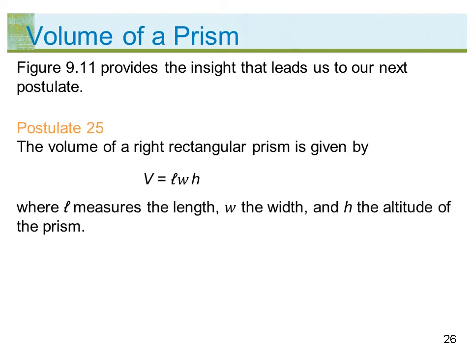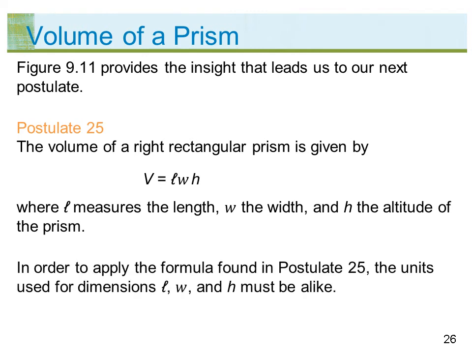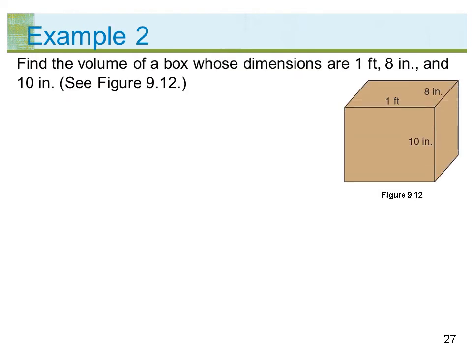Postulate 25. The volume of a right rectangular prism is given by V equals LWH, where L measures the length, W the width, and H the altitude of the prism. In order to apply the formula found in Postulate 25, the units used for dimensions L, W, and H must be alike. Find the volume of a box whose dimensions are 1 foot, 8 inches, and 10 inches.